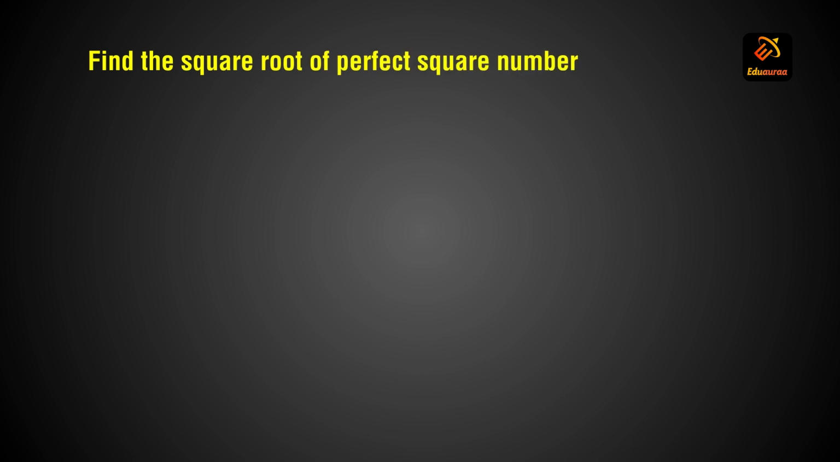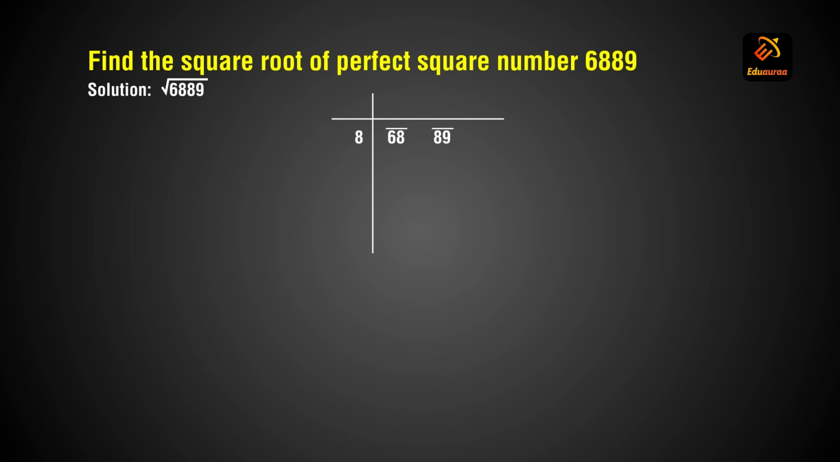So we start with finding the square root of the perfect square number 6889. So I want to find the square root of 6889. Write 6889, make groups of 2. So 89, 68. Think of a number which when multiplied by itself will be closest to 68, of course not more than 68 but less than 68. So what is that number? 8. 8 into 8, 64. Write down 8 on the top.